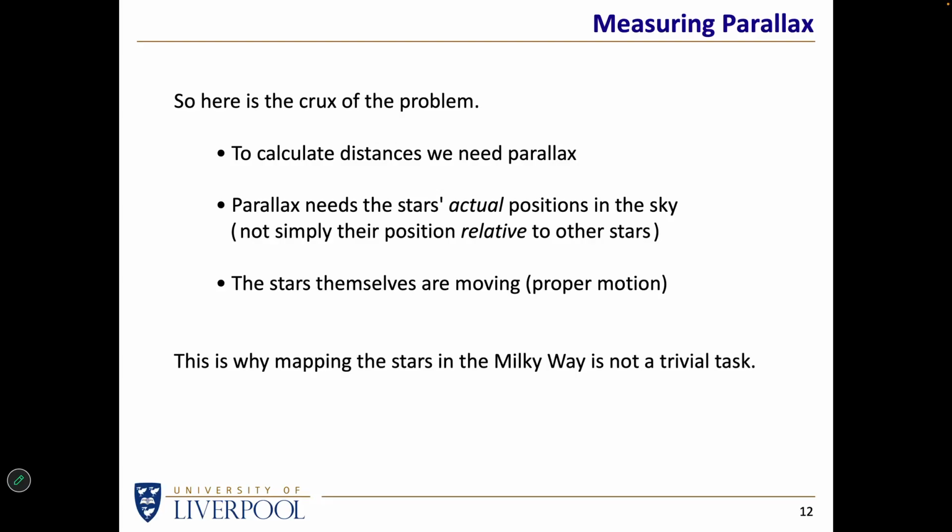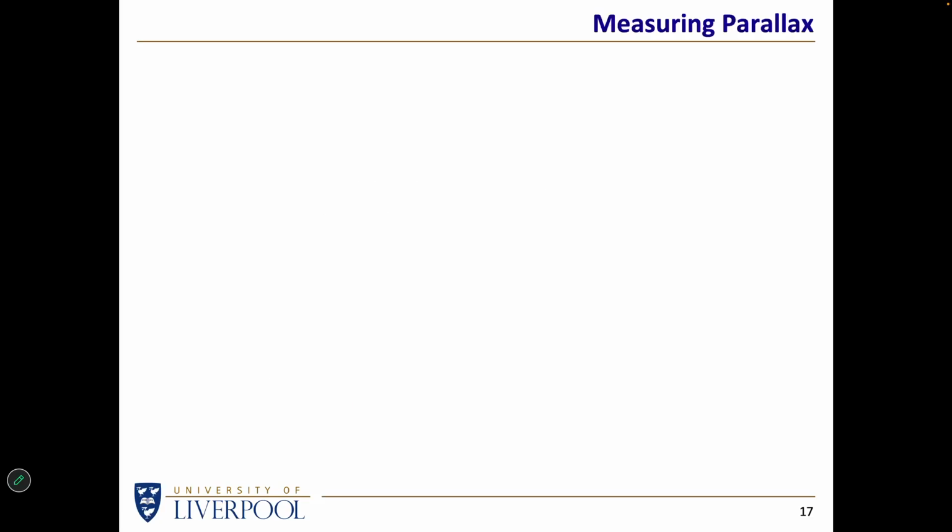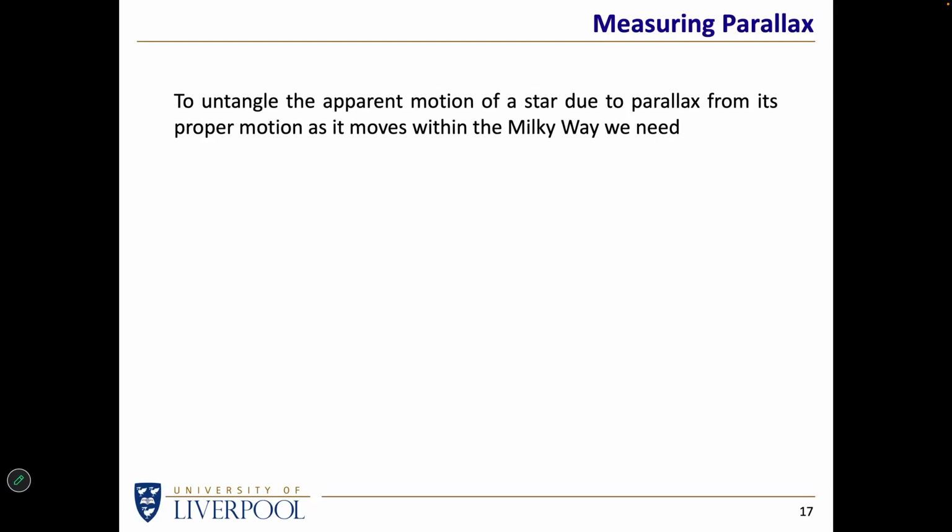We would like to have done it 100 years ago, but we couldn't effectively. So how do you go about mapping accurately? We have to untangle the fact that stars apparently move due to parallax, but also actually move because they are moving through the Milky Way. One is an apparent motion because of the motion of the Earth. The other is an actual motion of the star. We've got to disentangle those two things because both of them give us information.